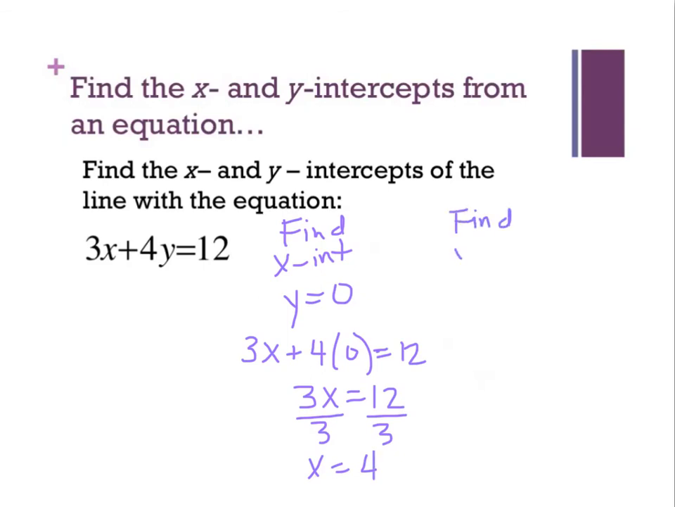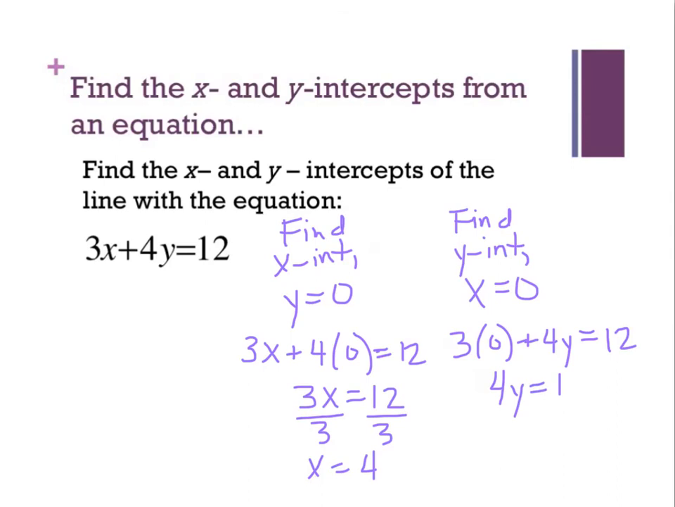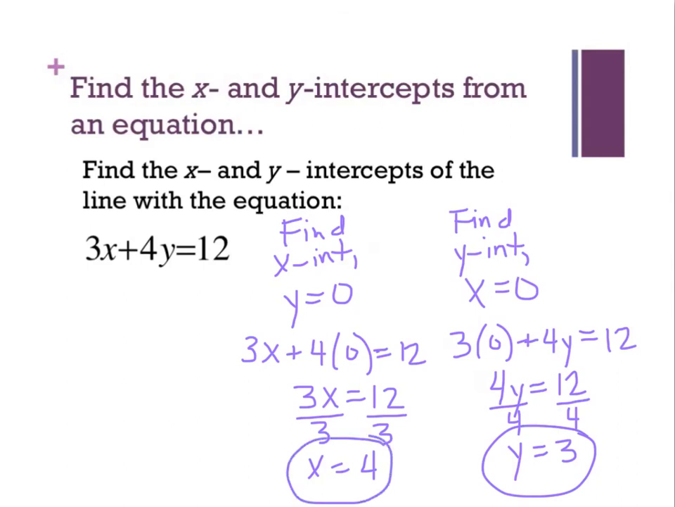To find the y-intercept, you're going to do the same thing except x equals 0. So to find the y-intercept, replace your x with a 0 and solve for y in that original equation. 3 times 0 is 0, plus 4y is 4y. Divide both sides by 4. Y equals 3. Y-intercept, x-intercept. So from a graph, you can do it visually. On paper, when you have an equation, you can use plugging in 0 for the other coordinate.